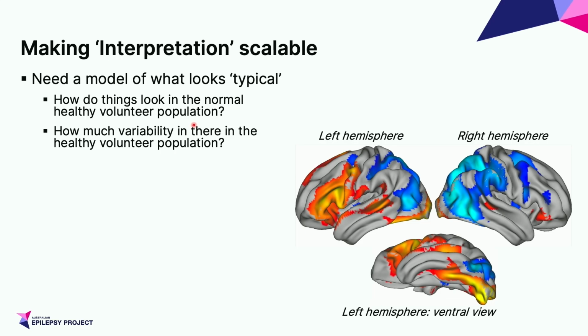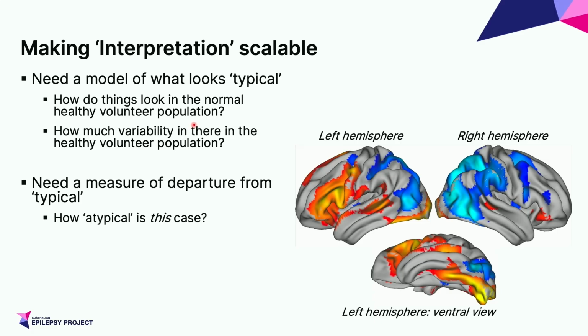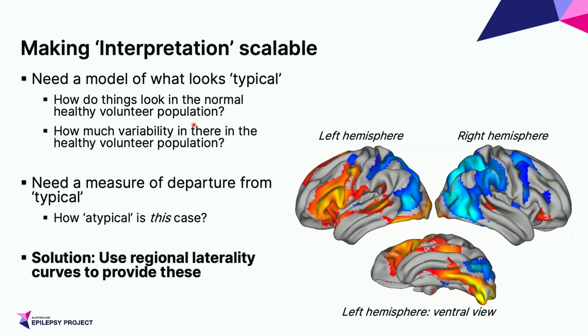When we sat down and thought about how to achieve this, we think there are two primary issues that you need to address. One is you need a model of what typical looks like: what's the normal behavior you'd expect in the normal population, and a representation of a model of expected behavior. The second thing is you need an objective measure of departure from what's typical. So when you get a given activation image coming in, you can answer the question, how atypical is this particular case? Our approach to dealing with this was to use regional laterality curves to try and address these two questions.